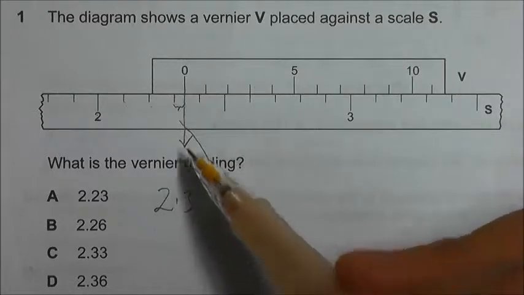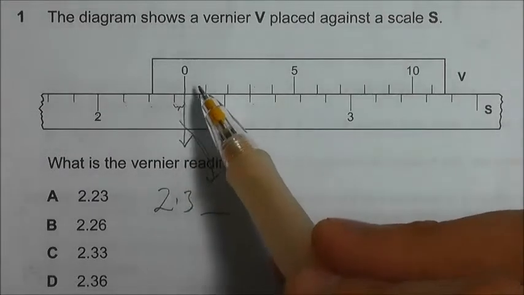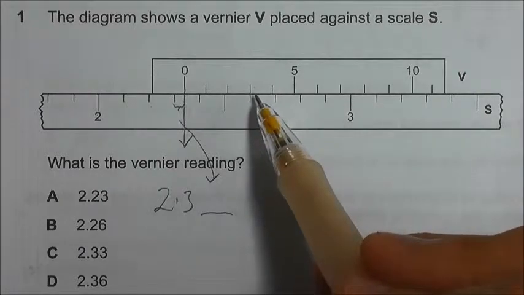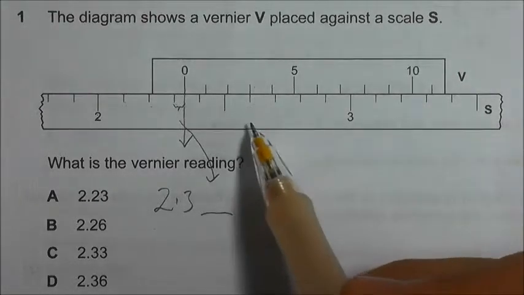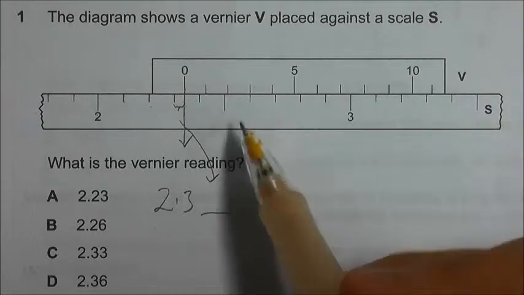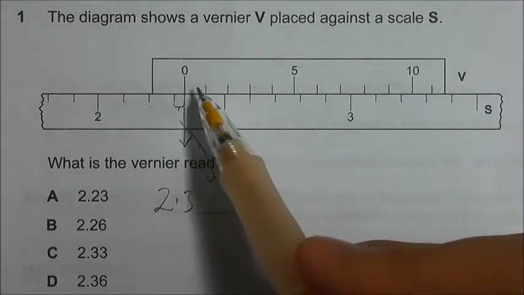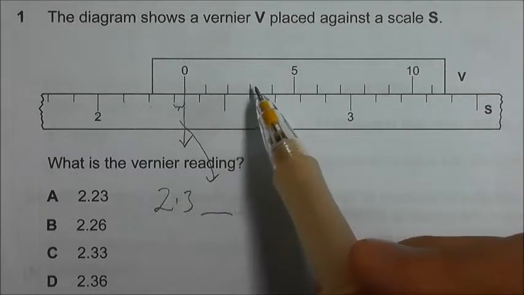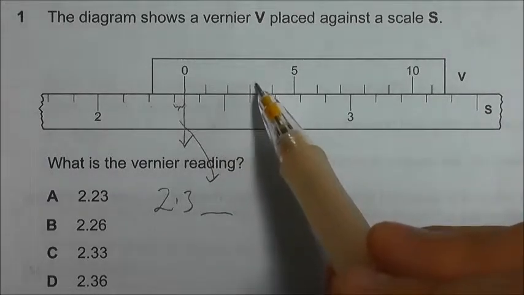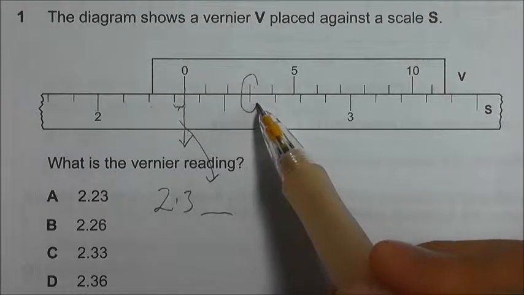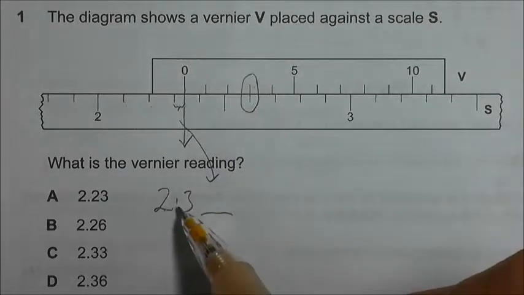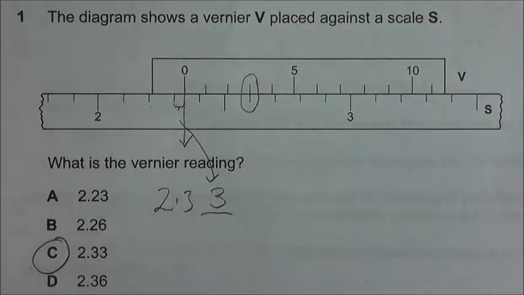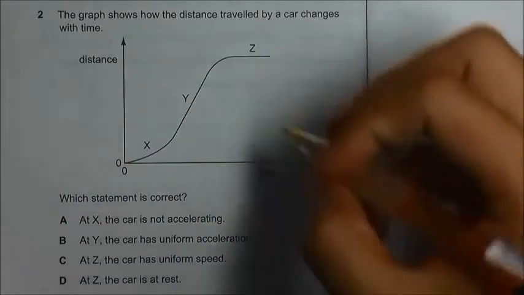Okay, how to get this last digit right? We can read the vernier scale. So we see which division on the vernier scale forms a straight line with the division on the main scale. So we look at 1 doesn't, 2 doesn't, 3, it forms a straight line. So this is the number that we are looking out for. So it should be 2.33. Answer C.